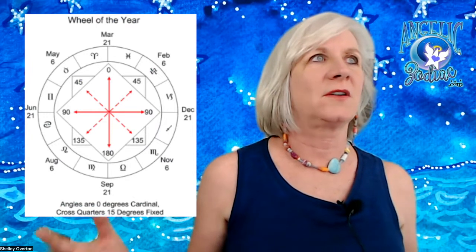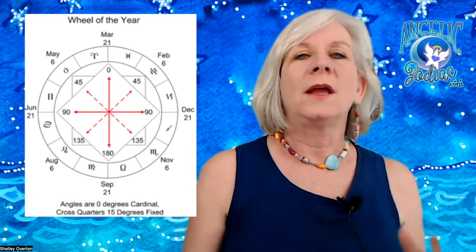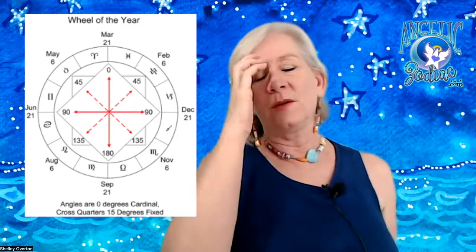The world points are the 0 degrees of the cardinal signs. So it would be Aries, Cancer, Libra, and Capricorn. And then what you do is you take basically a square and you rotate it 45 degrees. And then you have the midpoints in between those degrees, which turn out to be 15 degrees of the fixed signs, which are Leo, Aquarius, Scorpio, and Taurus.